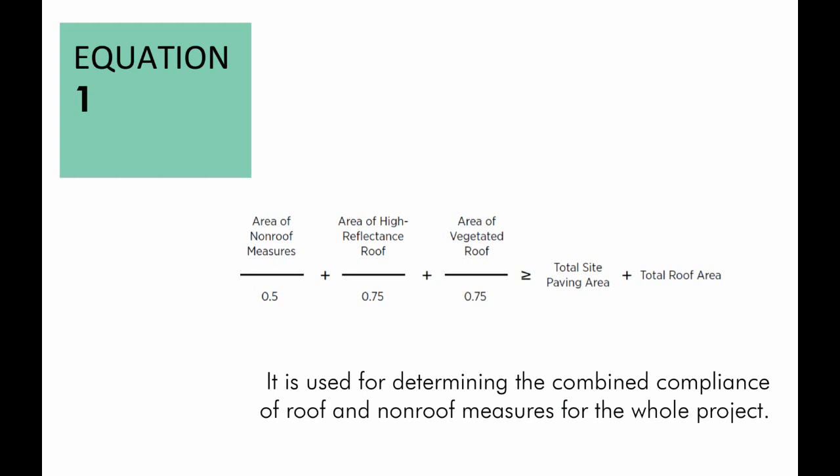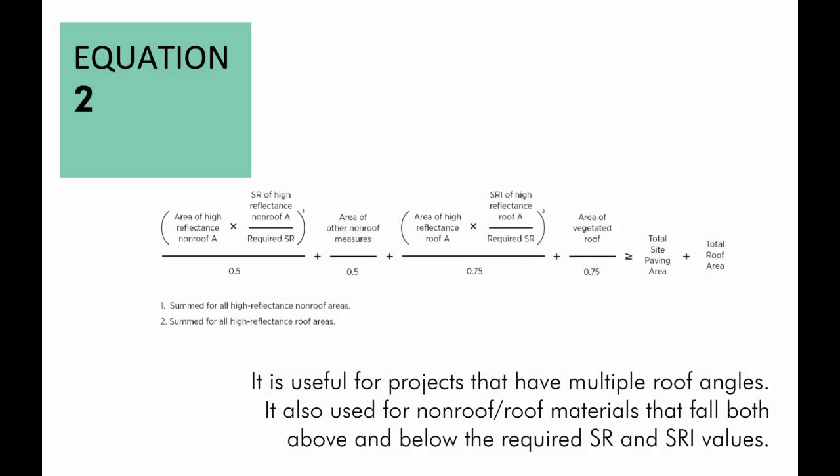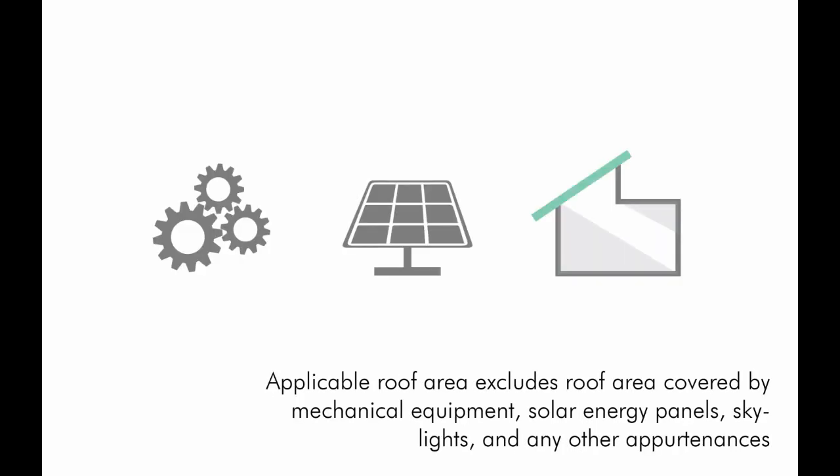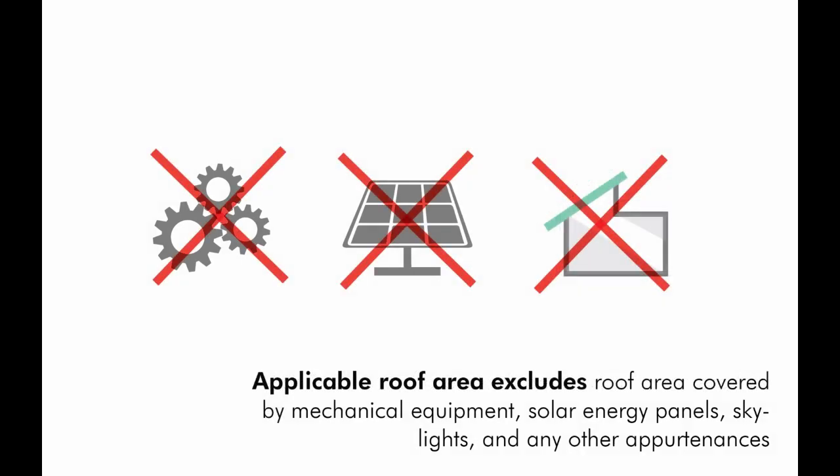First one is used for determining the combined compliance of roof and non-roof measures for the whole project. Equation 2 is useful for projects that have multiple roof angles. It is also used for non-roof or roof materials that fall both above and below the required SR and SRI values. In the calculation of applicable roof area, we should exclude roof area covered by mechanical equipment, solar energy panels, skylights, and any other appurtenances.